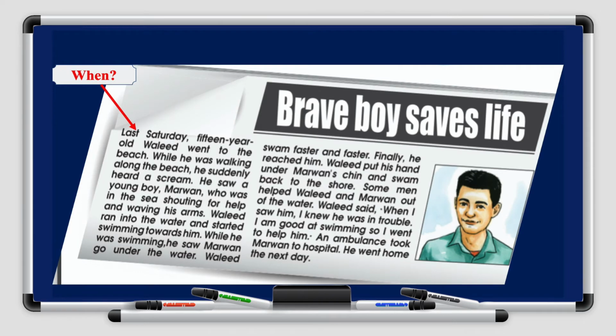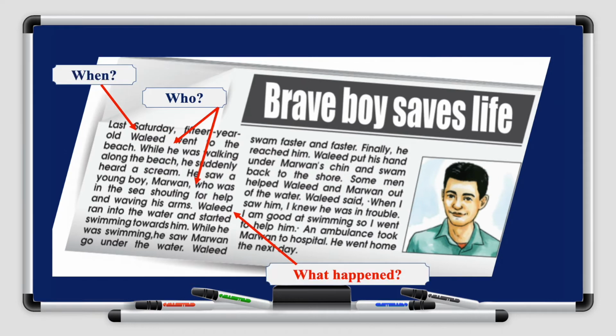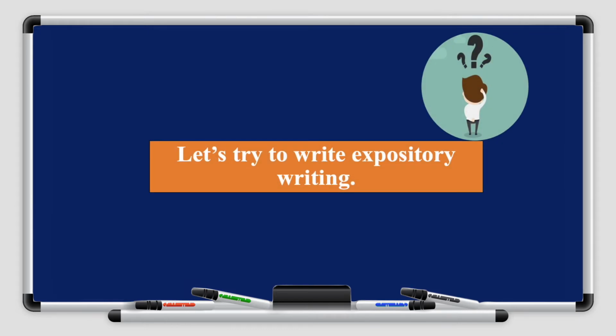So here, if we look at the article, we say when it happened, last Saturday. Who did it happen to, or who was in the event? Who was in the story? Walid and Marwan. Now, what happened? Here, Walid ran into the water to help Marwan, who was in the sea. Where did it happen? In the sea. Okay, so here we have an idea of who and where and when. Now why? They didn't tell us why, okay? But it's fine.